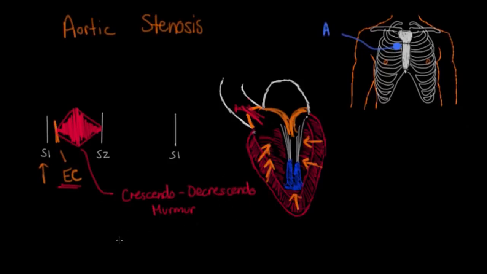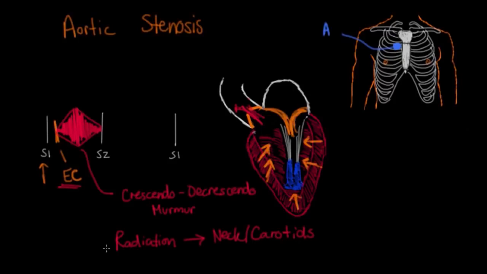And so the last thing I want to tell you about this is that commonly this murmur can actually radiate to the neck or the carotids. And the reason for that is that this murmur is occurring in the aorta. And if you remember, some of the first branches off of the aorta are actually the carotid arteries. And so you can hear the murmurs resonating up through the carotid arteries in the neck.